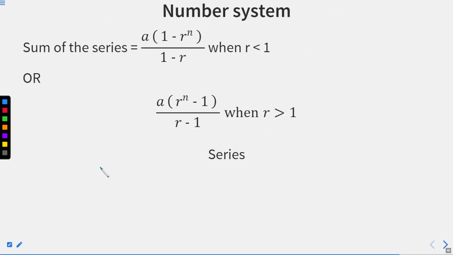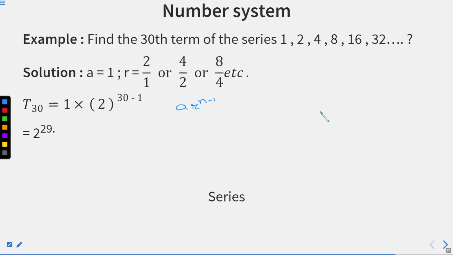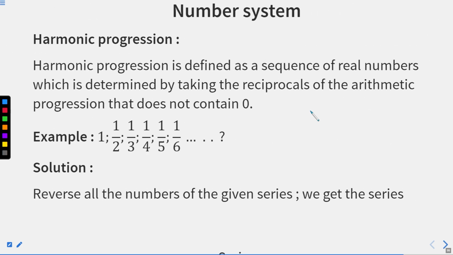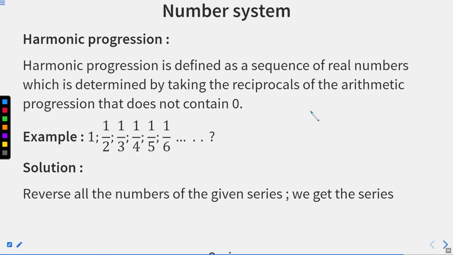Now find the sum of this series. The formula is a into 1 minus r to the power n upon 1 minus r when r is less than 1, and it will be a into r to the power n minus 1 upon r minus 1 when r is greater than 1. So if I want to find the sum of 20 terms of this series, r is greater than 1 here because it is 2, so we will be using this second formula.